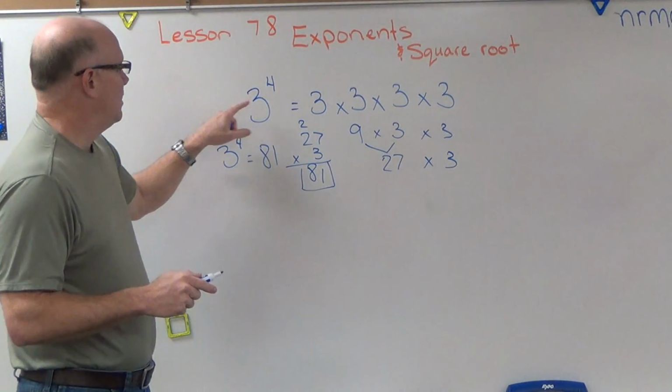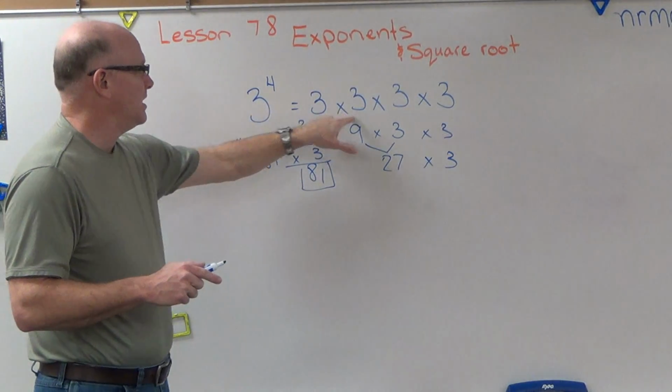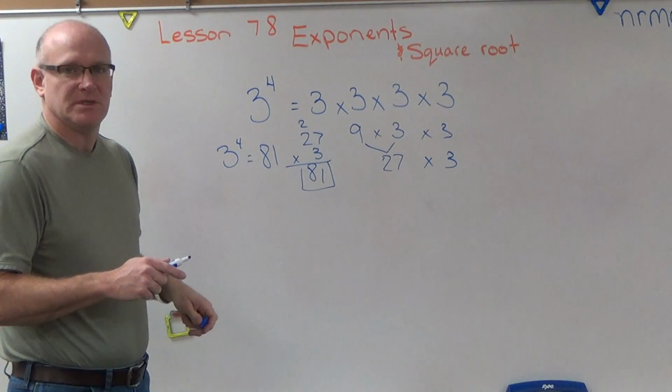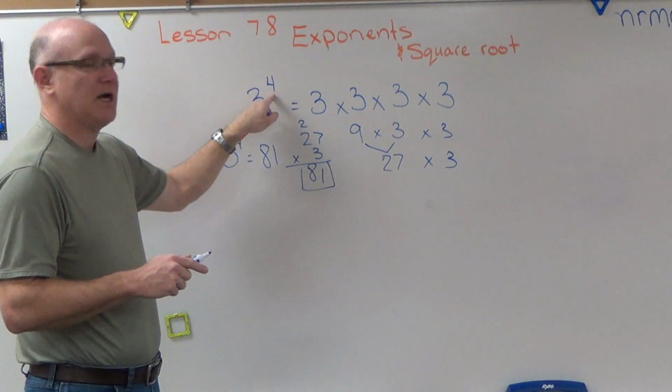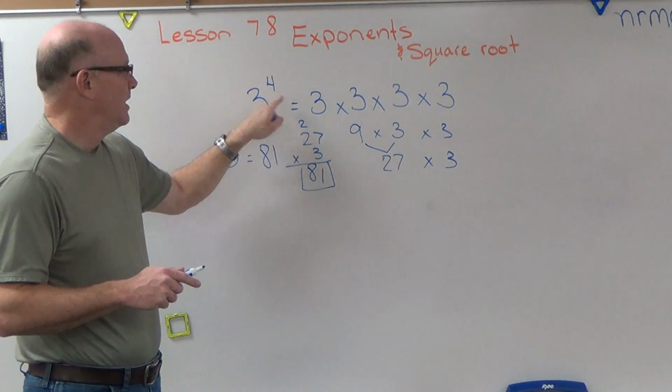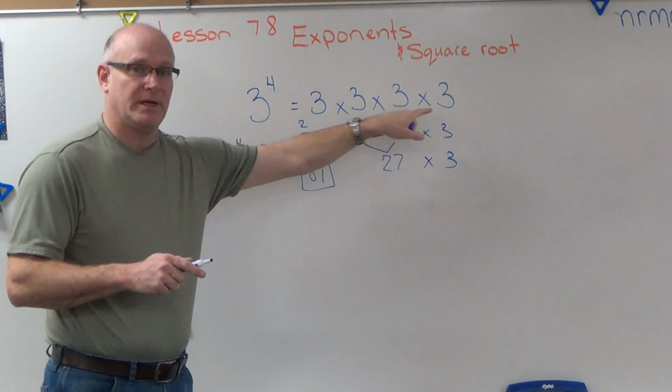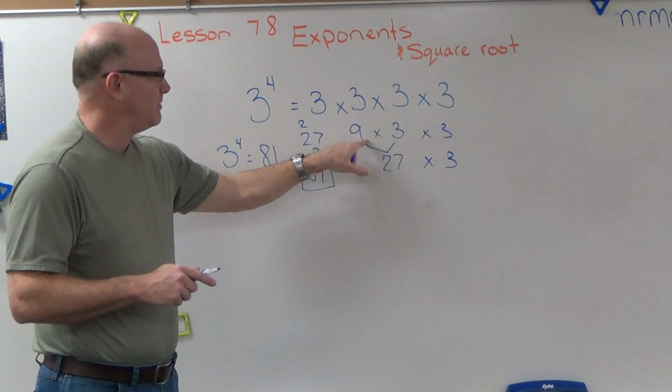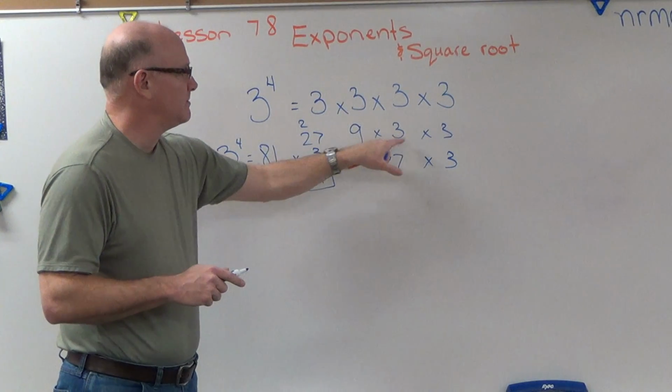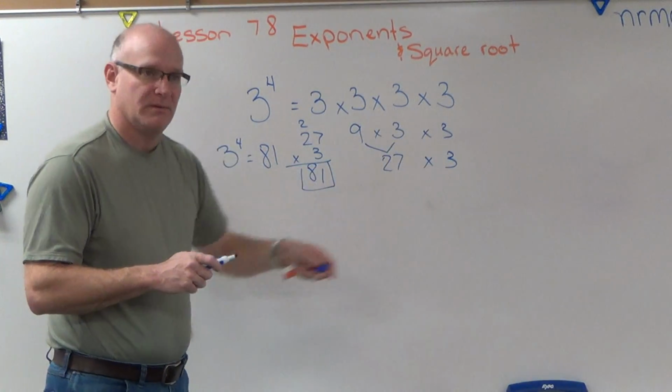So whenever you have an exponent, you're just multiplying it that many times. It is not 3 times 4. It is not 3 plus 3 plus 3 plus 3. It is 3 times 3, and then whatever that answer is, times 3, and then that times 3.